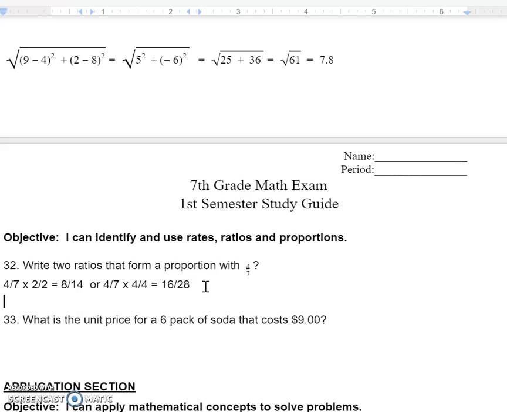Equivalent ratios are proportional. And lastly, for the unit price, you take the total amount, $9, you divide it by the number of items, and that will give you the price, $1.50 per one. So unit price always has 1 here at the bottom. And that tells you how much one soda costs there.